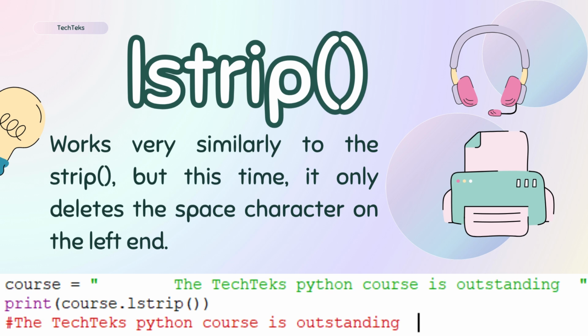Now, as you can imagine, there's also the lstrip. It works very much like the rstrip, but this time it does it on the left-hand side. So it just deals with the first white spaces. If I have lots and lots of white spaces and then the Techteks Python course is outstanding, and I do course, which is the name of the variable, .lstrip, it removes all the white spaces in the front. The Techteks Python course is outstanding, but the last couple of white spaces still remain. They're still there. So it only tampers with the first couple, the left-sided ones.